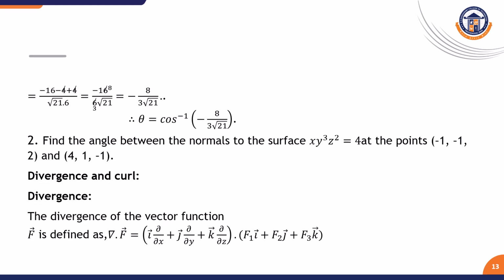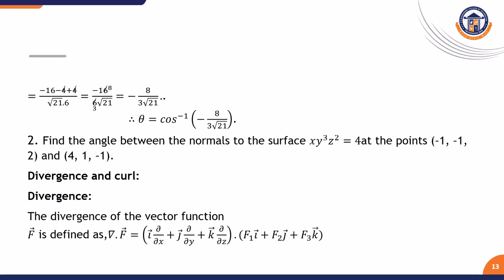The next important topic is divergence and curl. So what is divergence? I explained gradient phi, that is del phi, which is for a scalar function. But divergence is for a vector point function. Here del dot f vector is equal to i vector dou by dou x plus j vector dou by dou y plus k vector dou by dou z, dot f vector.